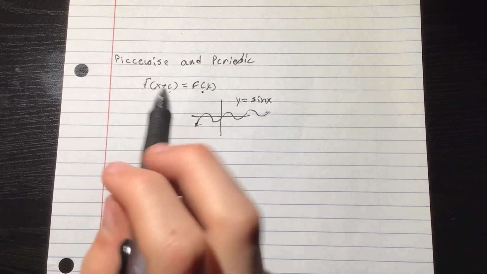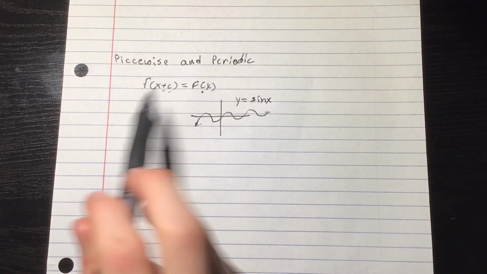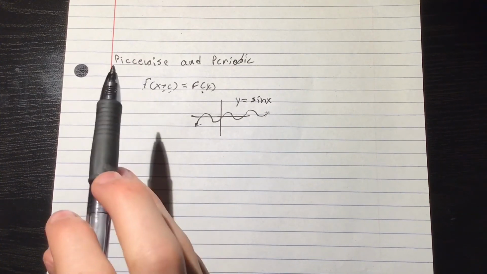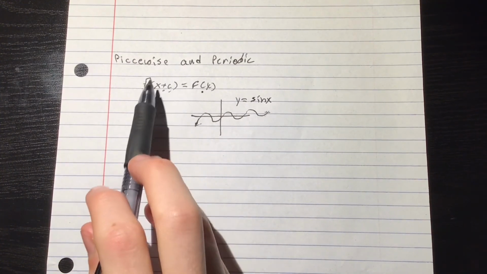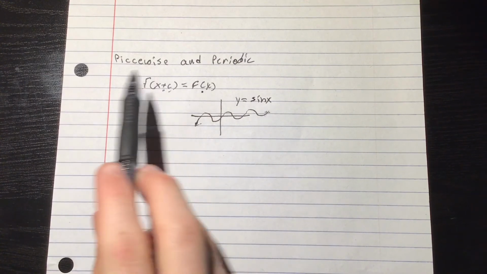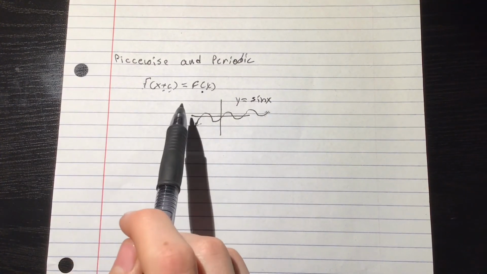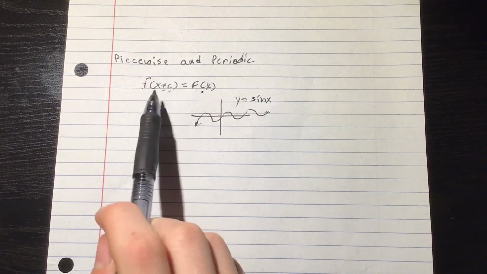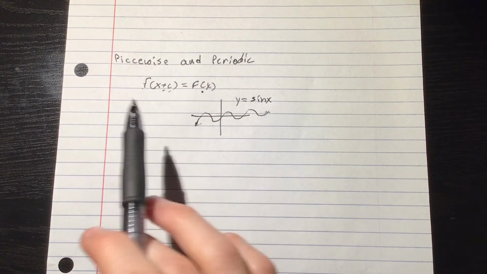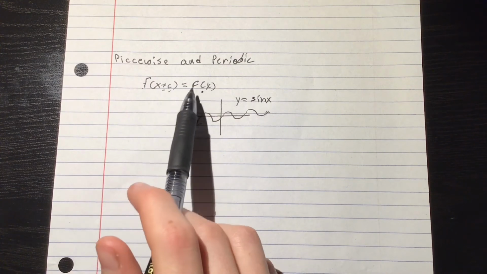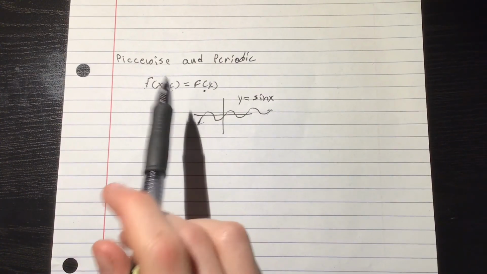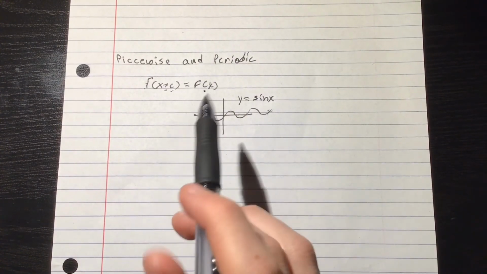This is kind of hard to digest, but if you remember from our translations video, having an x plus a number inside the parentheses means a horizontal shift. So what this means is that if I shift a function horizontally for some length c, if that's 5 or 26 or whatever, at some c value, it's going to look the same as my original function f of x.